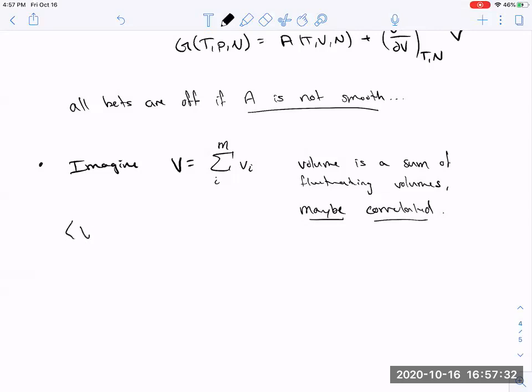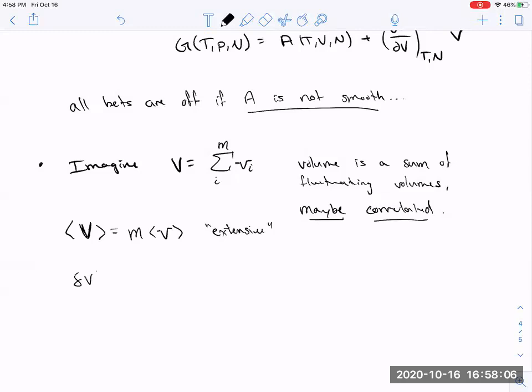Well, the average volume in the system is just going to be M times v if all the cells are statistically the same. The average of a sum is the sum of the average. So the average volume is some extensive quantity that goes like the number of cells times the typical volume that each cell might have.